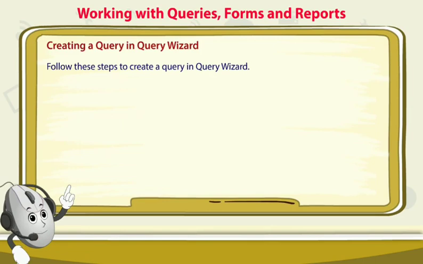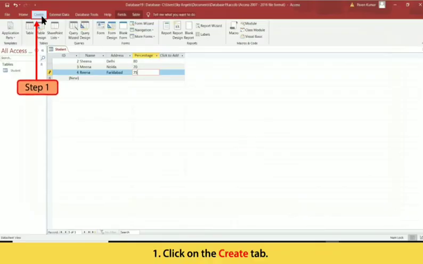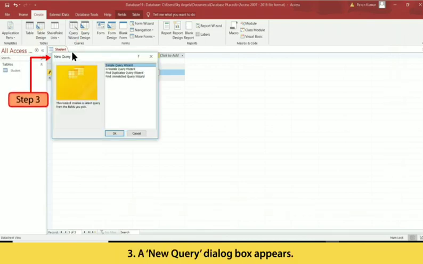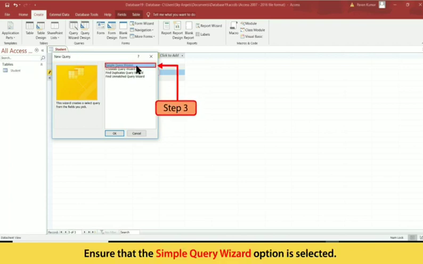Now let's learn creating a query in a query wizard. Follow these steps to create a query in query wizard. Click on the query wizard button. It is present in the query group. Now a new query wizard dialog box will appear. Ensure that the simple query wizard option is selected. Now click on the OK button.